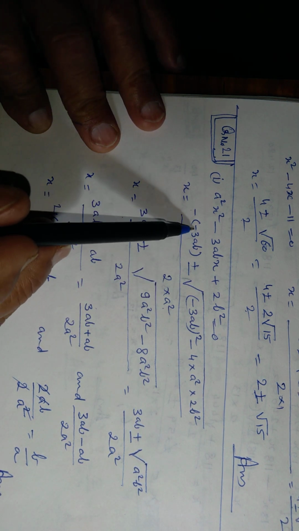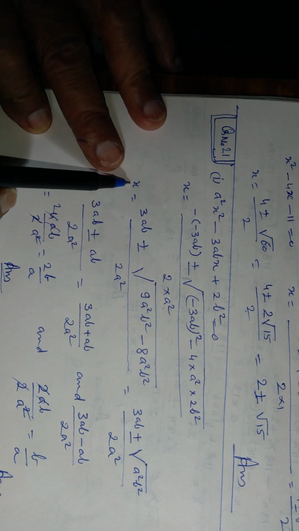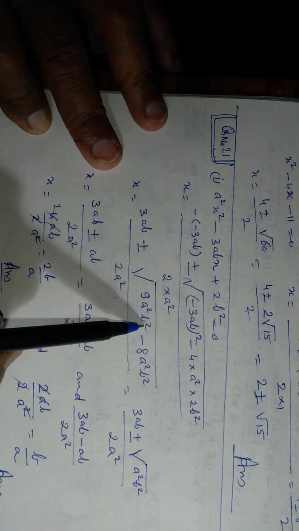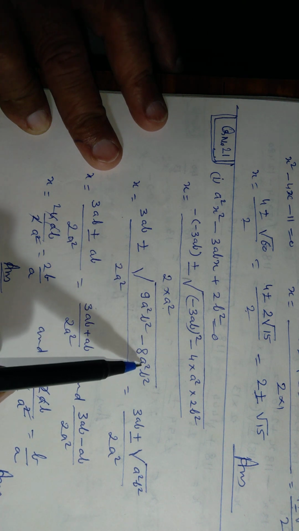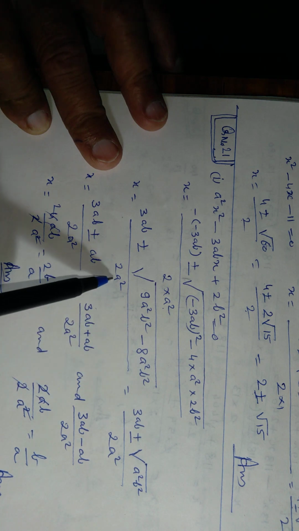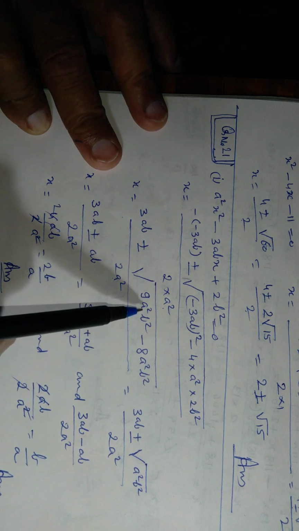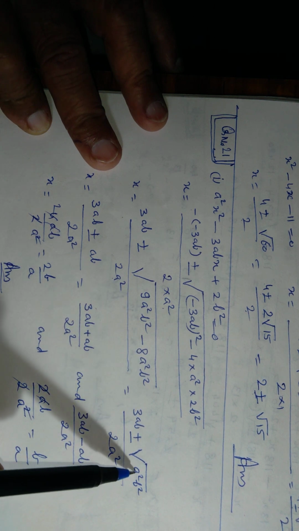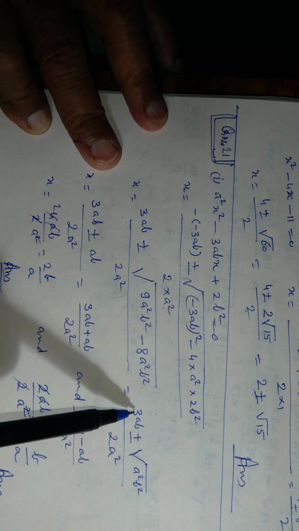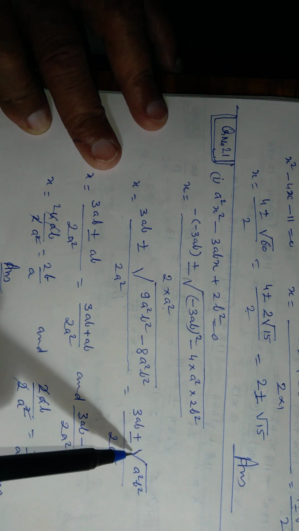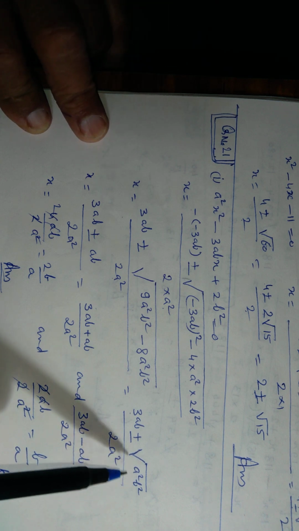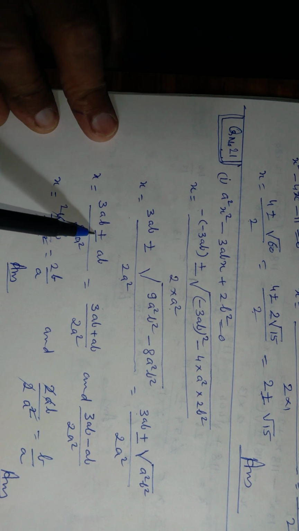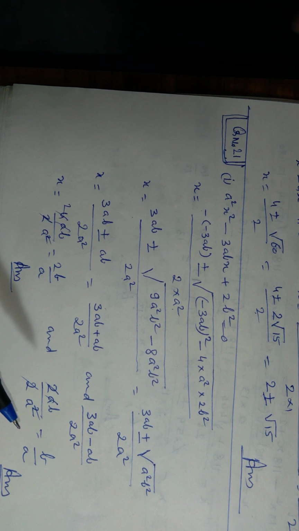Now just when we multiply minus minus it will become plus. So x will be equal to 3ab plus minus root 9a square b square minus 8a square b square by 2a square. You just subtract 9a square b square minus 8a square b square, will get a square b square only. So I have written here 3ab plus minus root a square b square, take the square root of it. It will be equal to 3ab plus minus ab whole divided by 2a square.